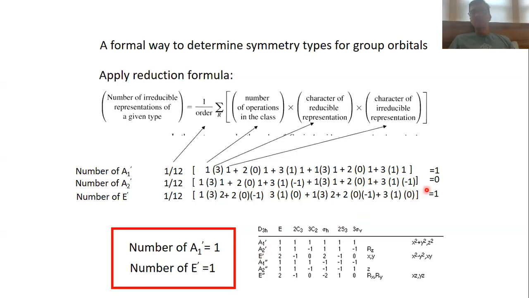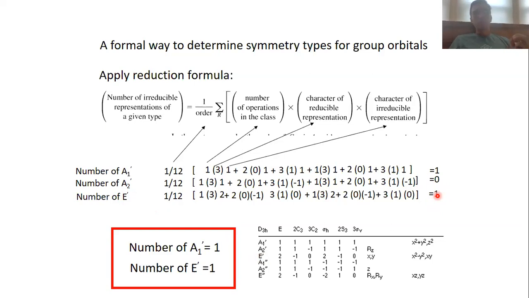And we would find that the number of irreducible representations is 0, and that means that no ligand group orbital has the symmetry type A2 prime. Next, we can go to E prime, which is shown here, and the result would be that the number of irreducible representations is equal to 1. So that now means that 2 ligand group orbitals have the symmetry type E prime.